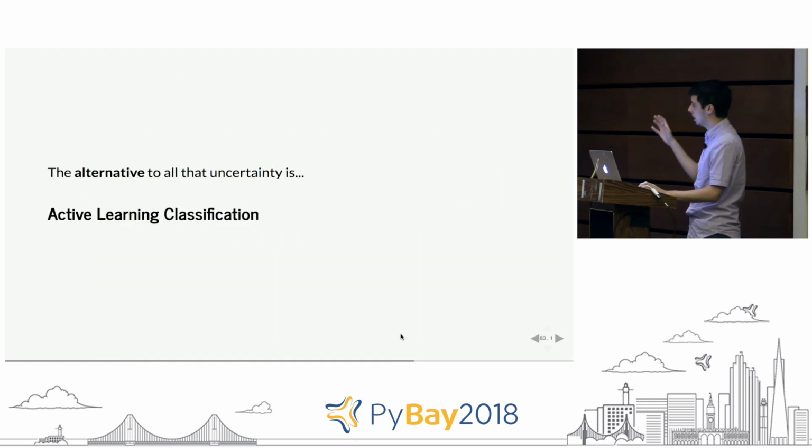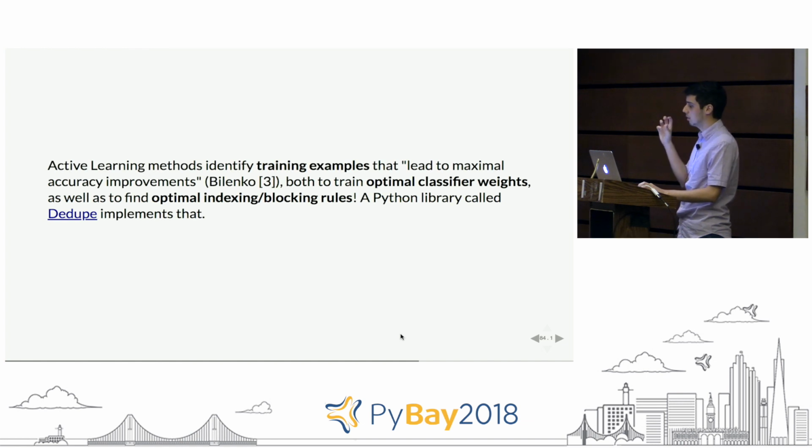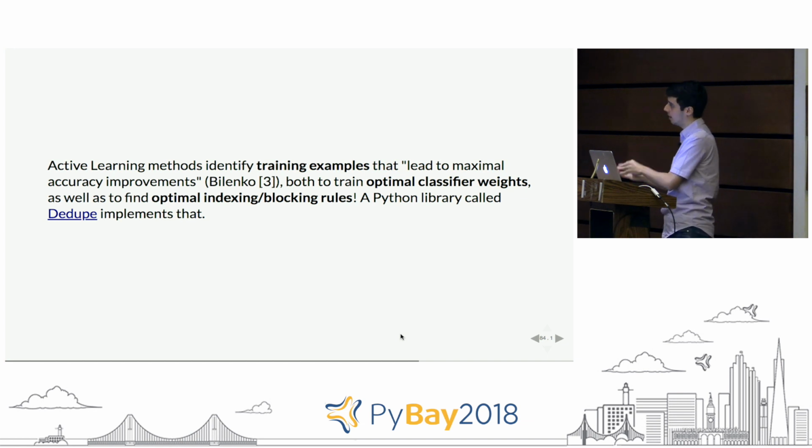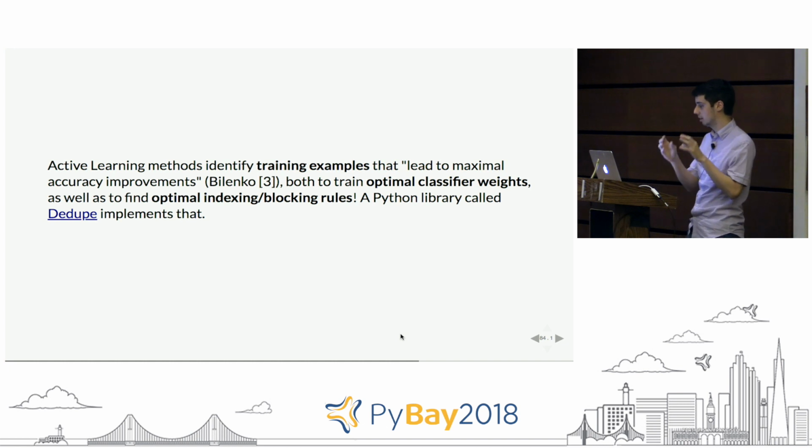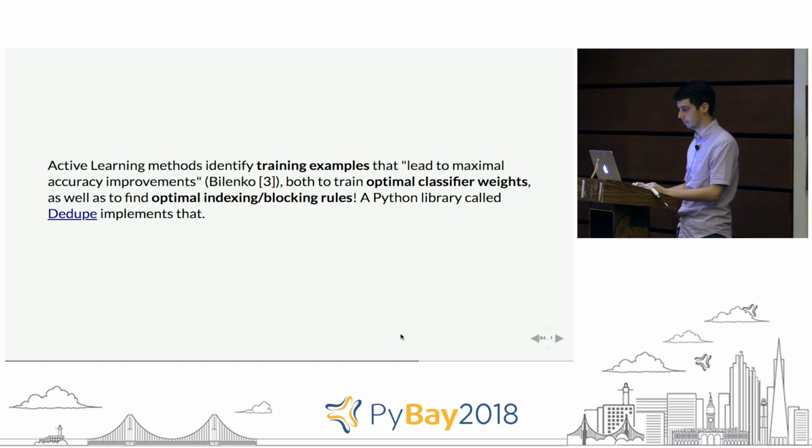The alternative to all that uncertainty is active learning classification. Again, it's based on machine learning, but it's a smarter way of classifying things. Active learning methods try to identify training examples that lead to maximal accuracy improvements, both to train the optimal classifier weights as well as to find optimal indexing and blocking rules. So right now, we are not only trying to find the best weights for the classifier, we are also trying to find the best indexing and blocking rules. There's a library called dedupe that implements that in Python.